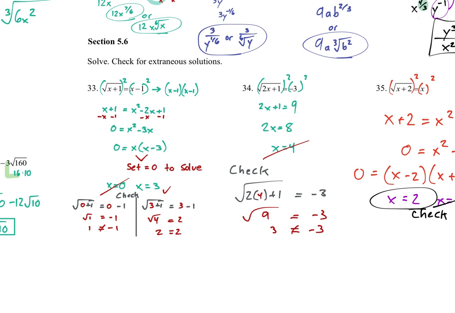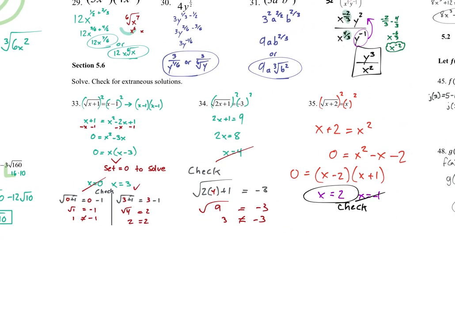And that happens for a variety of situations. One of the reasons it happens on 34 is if you look back at the original equation, it's a square root is equal to a negative number, which we know we can't have that happen unless we're using imaginary solutions.